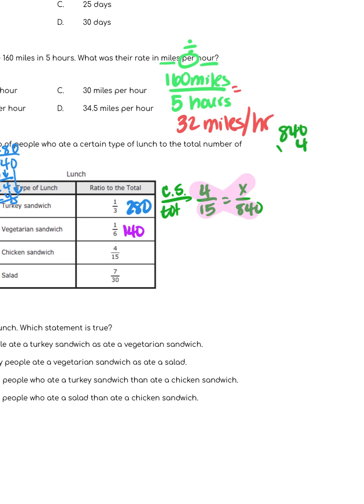840 times 4. That's 0. 4 times 4 is 16. Carry the 1. 32 plus 1 is 33. So I have 15x equals 3360. So now I have to solve by dividing both sides by 15.